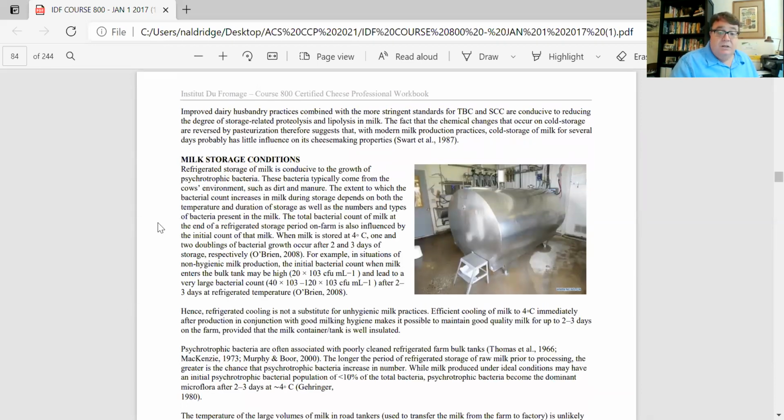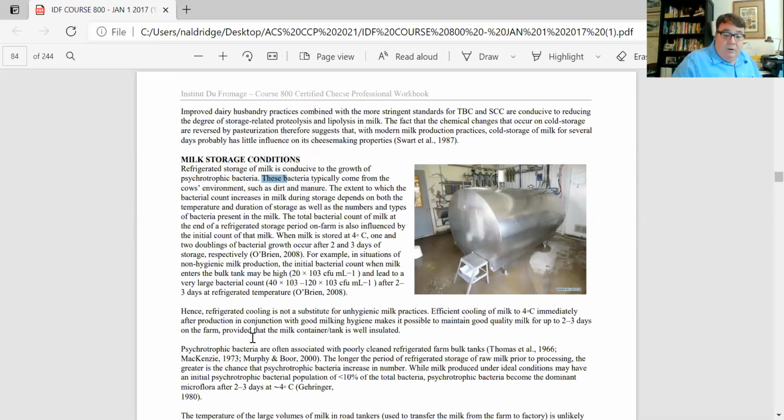Milk storage conditions. So under here, milk storage conditions, refrigerated storage of milk is conducive to the growth of psychotrophic bacteria. Highlight that, know it, love it, live it. With psychotrophic bacteria, this is where you can get a couple of questions maybe about one thing. To know that these bacteria typically come from the cow's environment, such as dirt and manure. That's something to remember. So you'll see we're going to get deep into some of this technical stuff, but you'll need to know that specific.